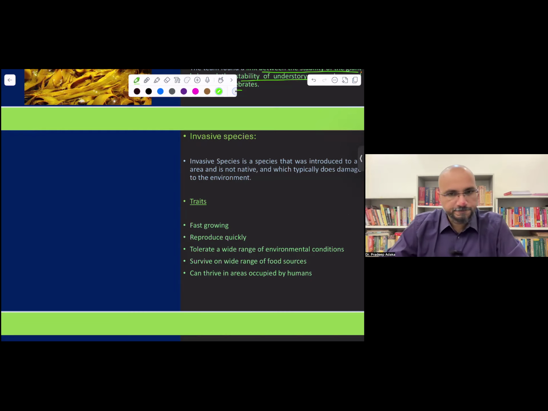Okay. Now, invasive species. So, invasive species is a species which is introduced into a new area. They are not native to this area. They are introduced from somewhere else. Okay. And they become very prolific in this new area and they will dominate the area and they will affect the other species.